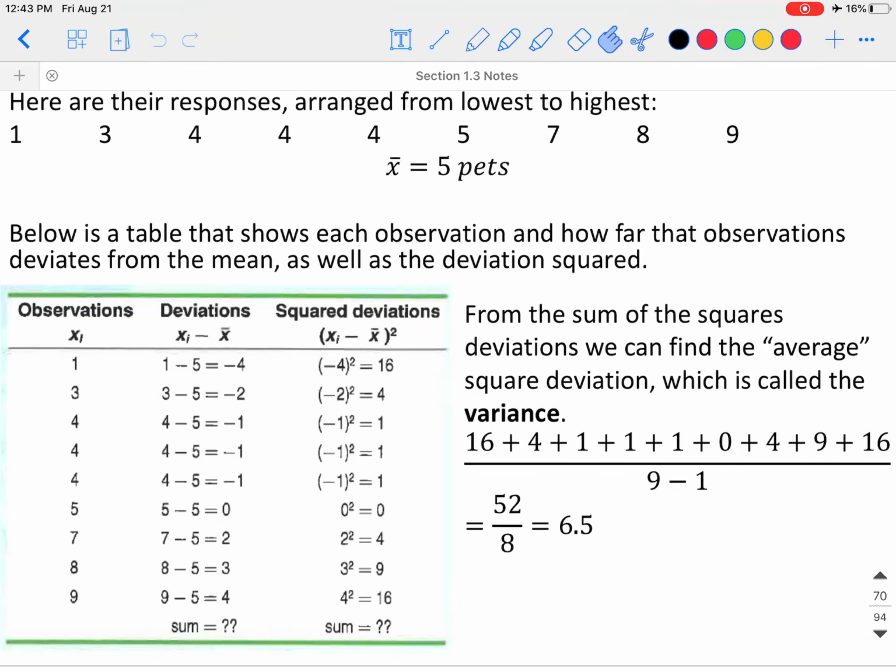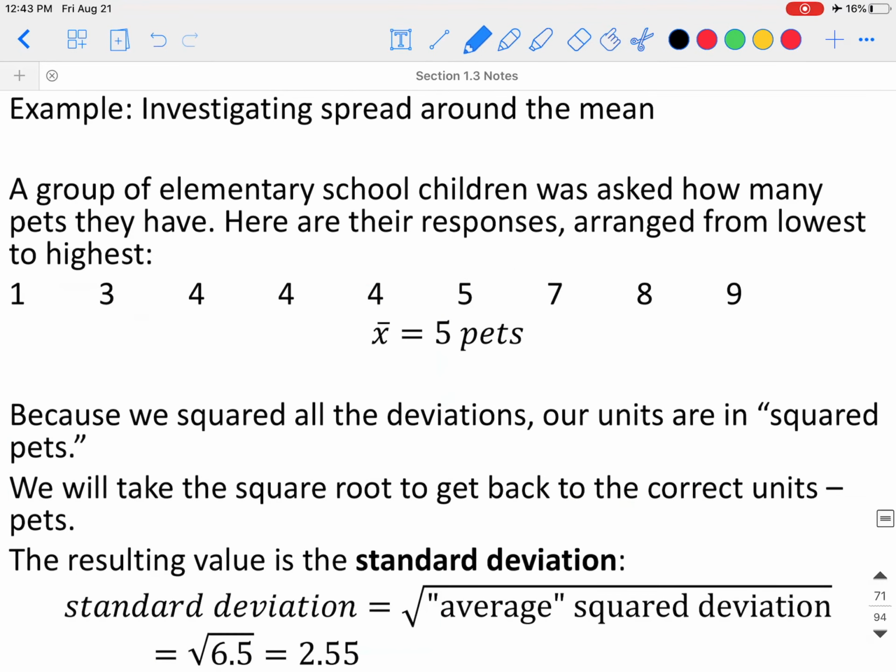From the sum of these squared deviations, we find the average squared deviation, which is called the variance. To find the variance, you add all the squared deviations and divide by 1 less than the number of observations. So we have to do n minus 1. If we do 52 divided by 8, we get 6.5 as our variance.